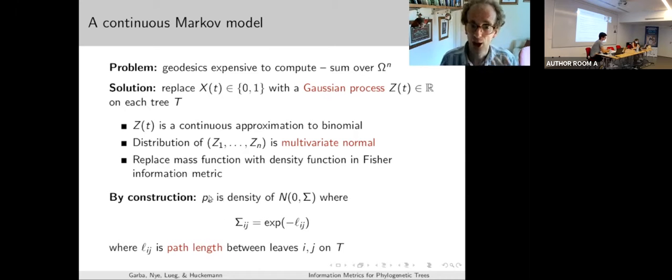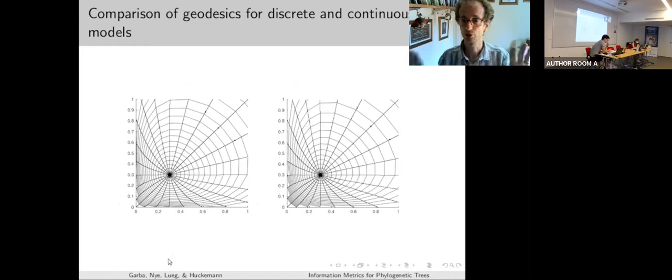So our mass function becomes a density function, which is the density of a multivariate normal distribution with mean 0 and a particular covariance matrix. The covariance matrix is obtained according to this formula involving the path length between leaves on our trees. So this move to a continuous Markov process is a way of speeding things up computationally. If we look at the geodesics and contours obtained, on the left we've got those obtained with the two-state model, and on the right we've got the continuous Markov process which approximates it. You can see that the geodesics and contours obtained are very similar.